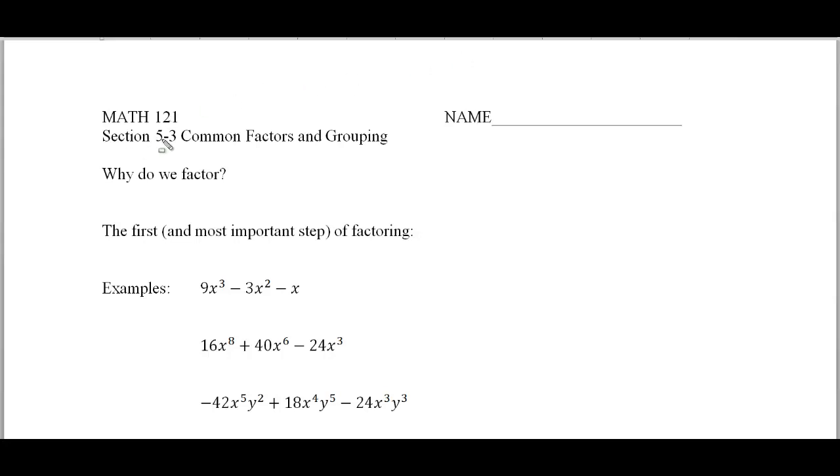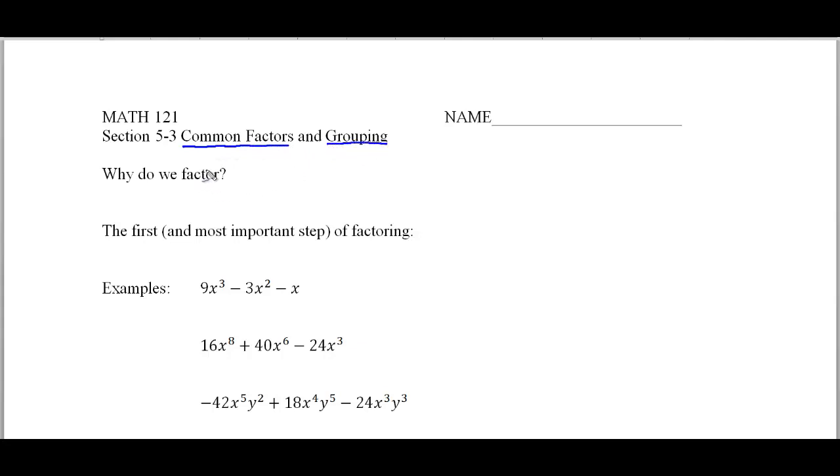We're looking at Chapter 5, Section 3 of Math 121, Intermediate Algebra. We're going to be looking at ways to factor and the reason why we factor. And in Section 3, we get into actually the first two types of factoring, and they're very, very important. This is pulling out a common factor or grouping.